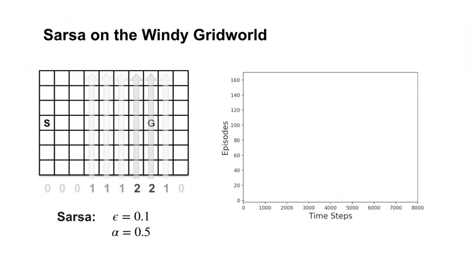Let's apply Sarsa to this task. We will use epsilon greedy action selection. In this example, we'll use an epsilon of 0.1, alpha of 0.5, and initialize the values to 0. An epsilon of 0.1 means we take a random action 1 in every 10 steps. The initial values are optimistic, encouraging systematic exploration.